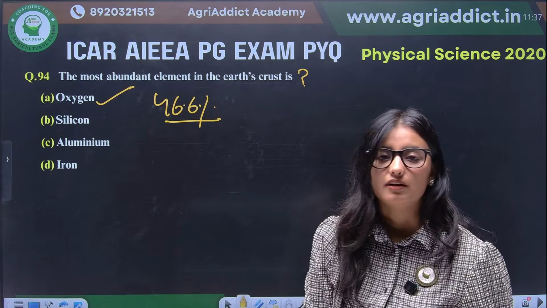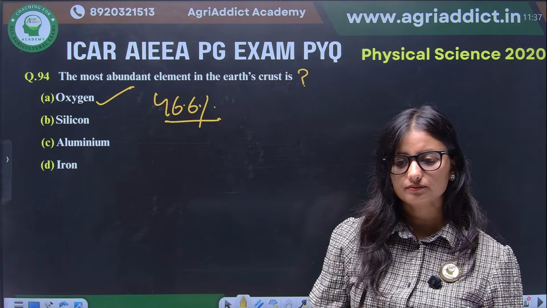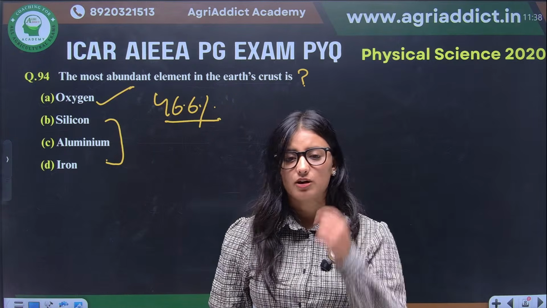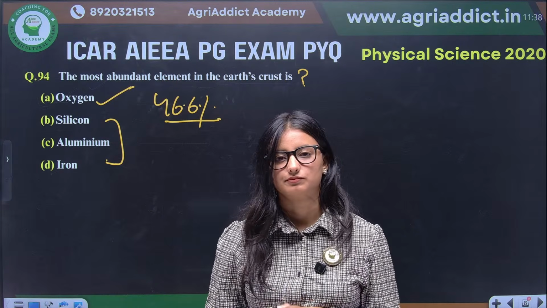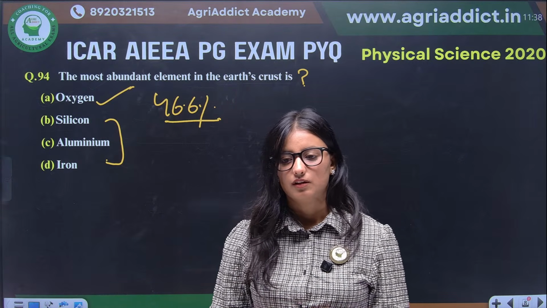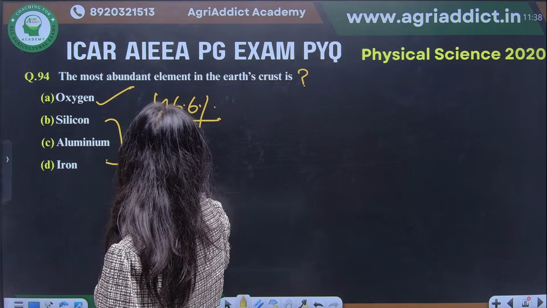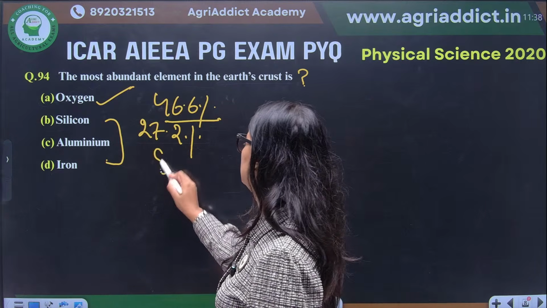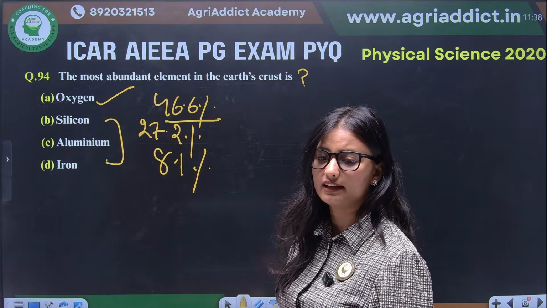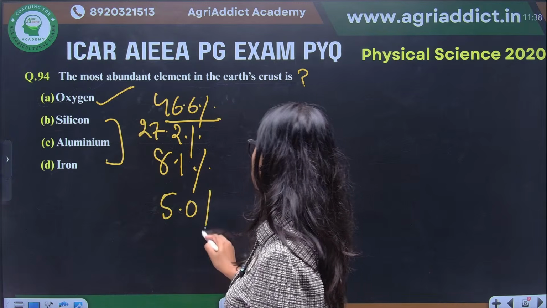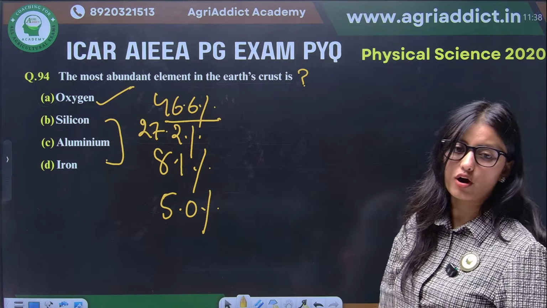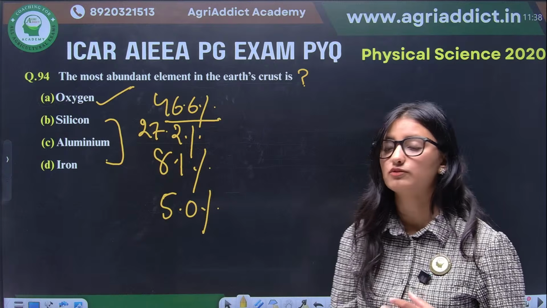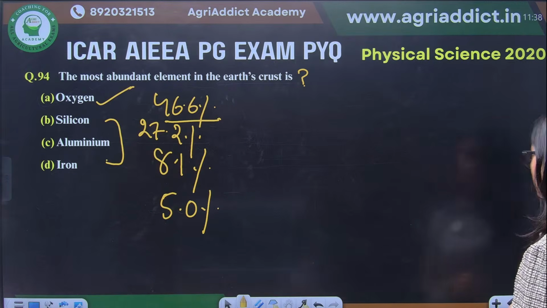Very good. Oxygen. What about silicon, aluminium and iron? Also give the percentage of these other options. What about silicon? Very good. 27.2%. And next is what? 8.5. Very good. Aluminium 8.1%. What about iron? That is 5%. So these are the percentages of all these elements present in the earth crust. And the major element is oxygen with 46.6%. Very good. A is the correct answer.